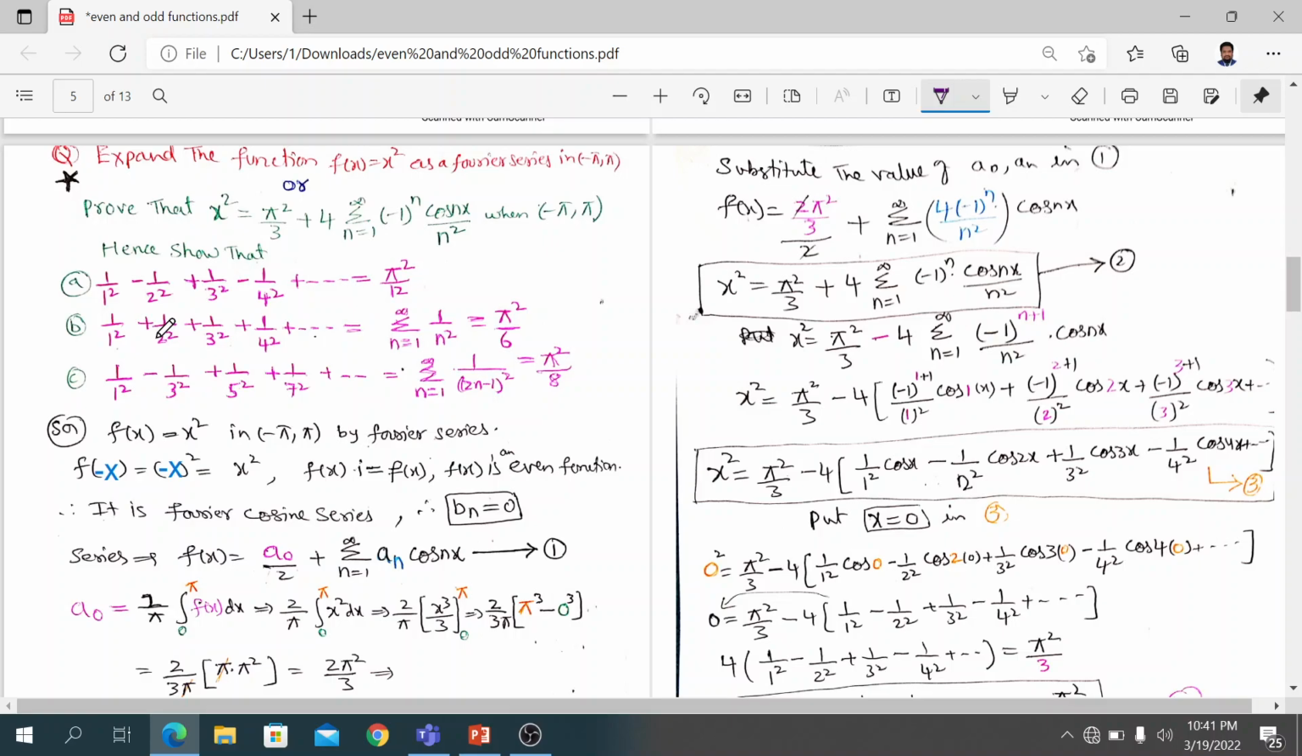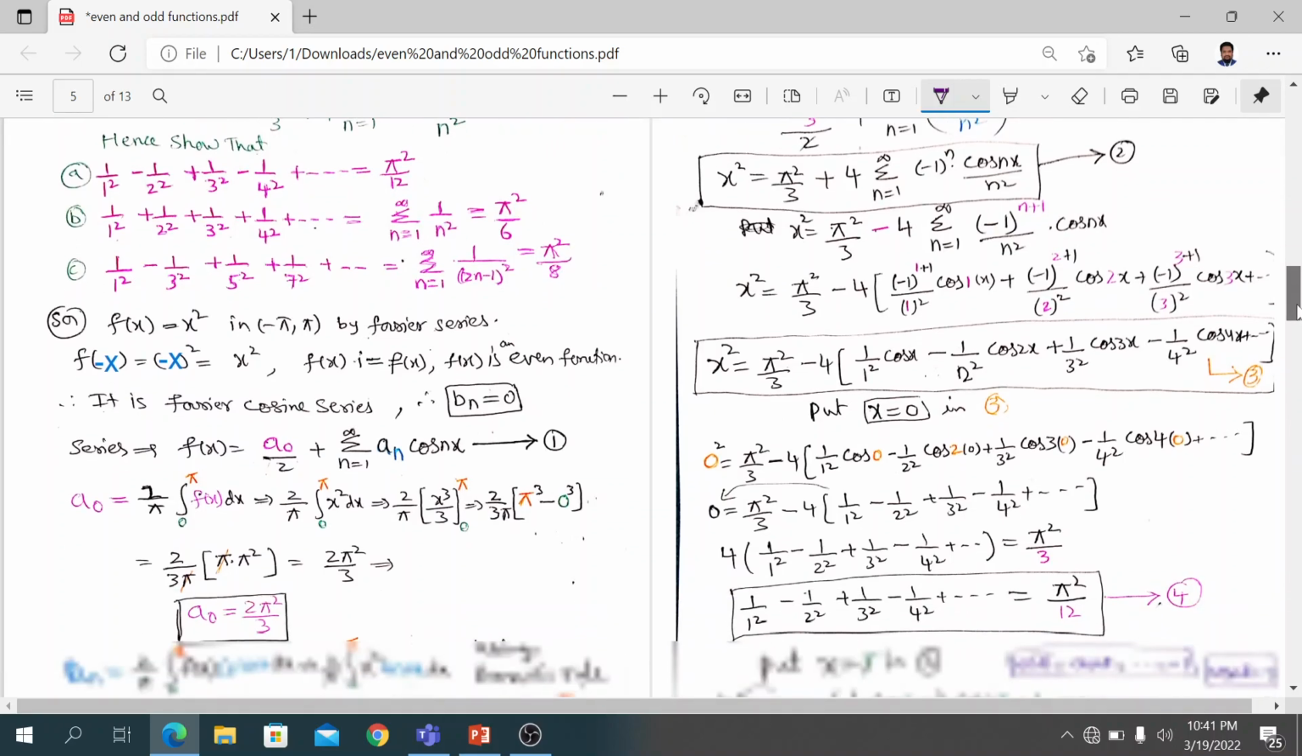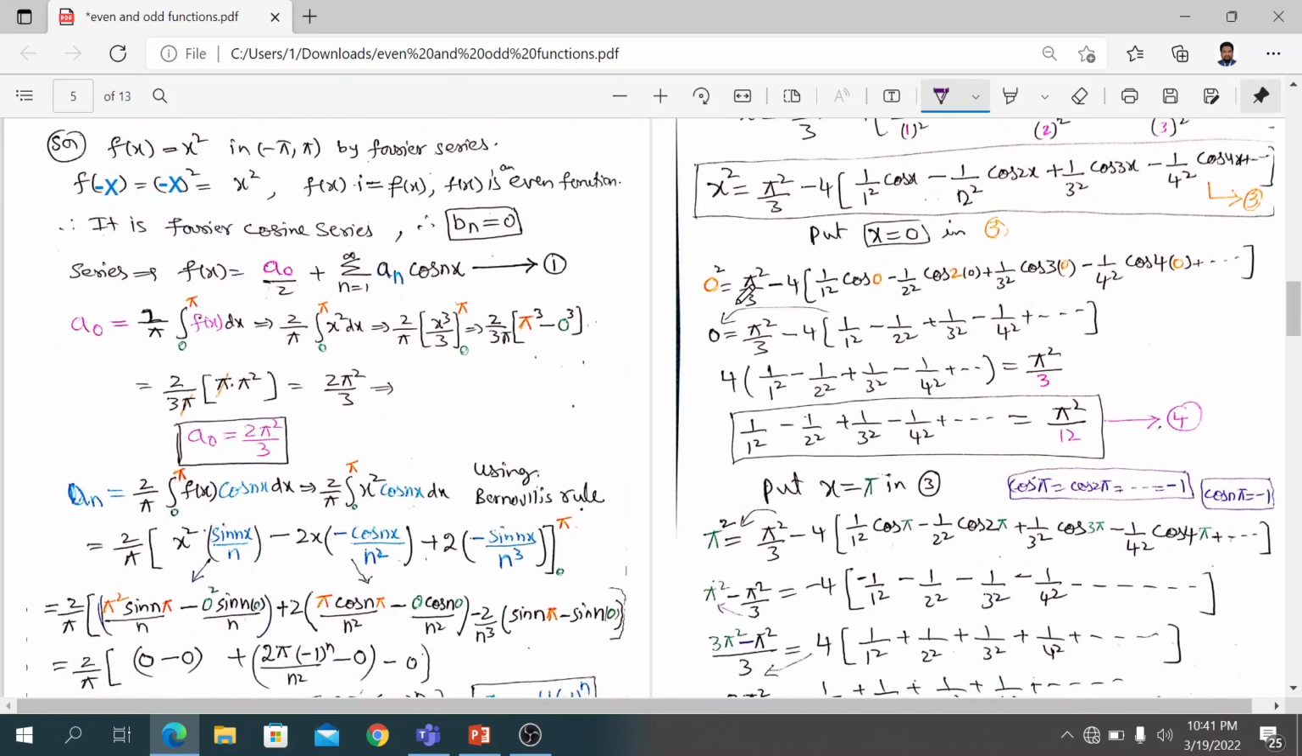Next, 1 by 1 square plus 1 by 2 square plus 1 by 3 square and so on, sigma n is equal to 1 to infinity 1 by n square, is equal to pi square by 6. Next, 1 by 1 square minus 1 by 3 square plus 1 by 5 square and so on is equal to pi square by 8. Now let us see the solution.